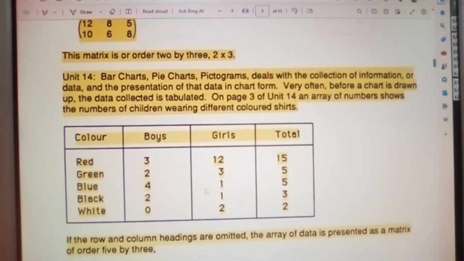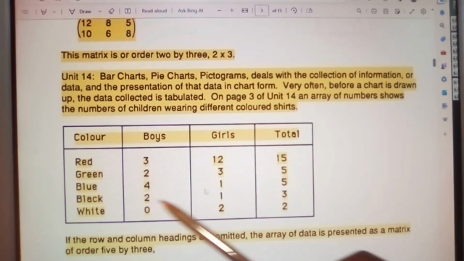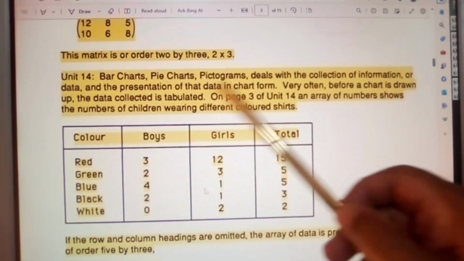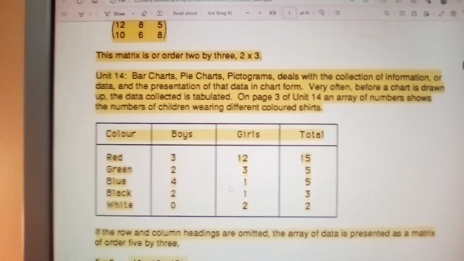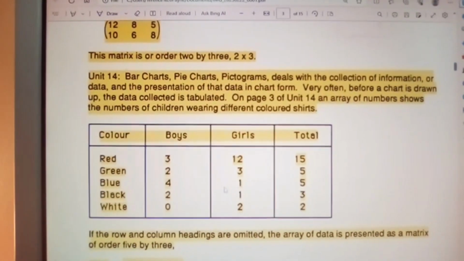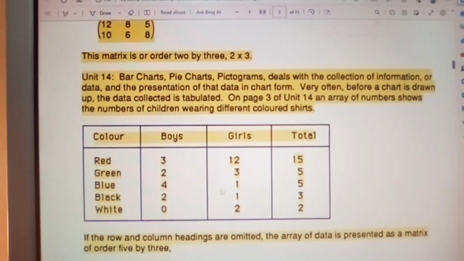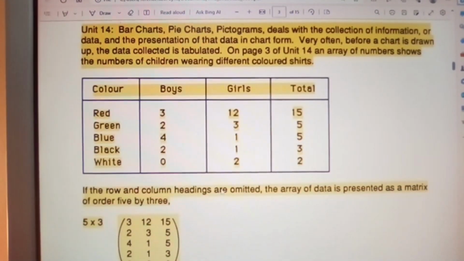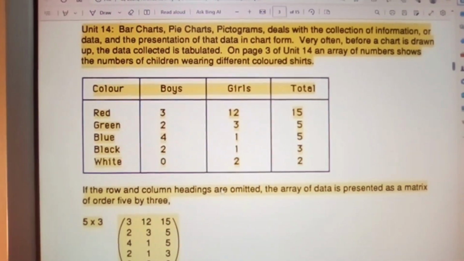Okay. Now, all we are looking at is going to use this table from unit 14 to give an illustration, but don't you worry about unit 14, okay? It's not relevant to you. It's only this example that we are utilizing that is relevant to yourselves, okay? So here we have color, boys, girls, total.